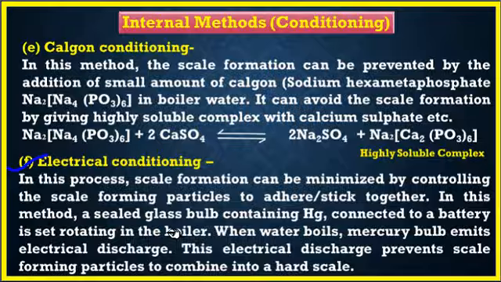In this process, scale formation can be minimized by preventing the scale forming particles from sticking together. In this method, a sealed glass bulb containing mercury connected to a battery is set rotating in the boiler. When water boils, the mercury bulb emits electrical discharge. This electrical discharge prevents scale forming particles from combining into the hard scale. So in this way, this electrical discharge helps to prevent the scale formation.